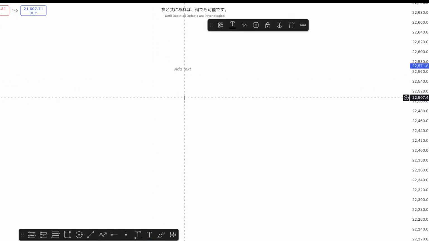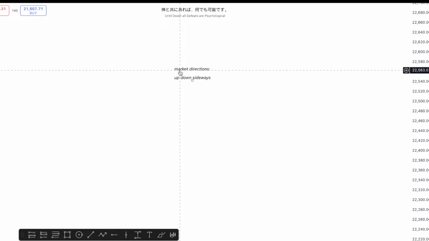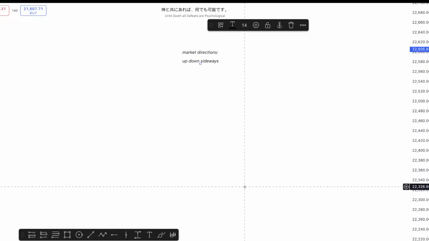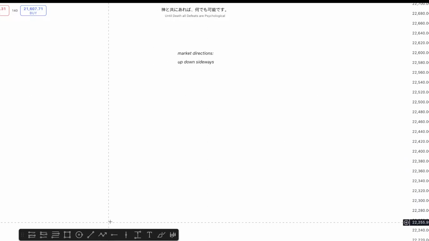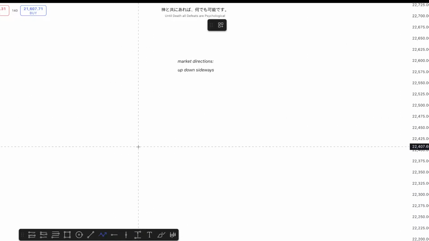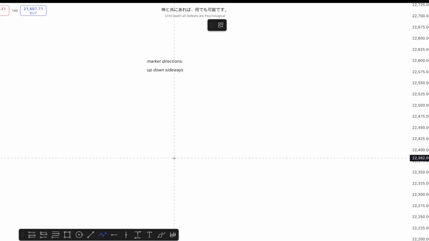So the market moves in three directions. Market directions consist of up, down, and sideways. Okay, so the market moves up, down, and sideways. There's no other direction the market can move. It's impossible. It only moves up, down, and sideways. Now, the market can be a complex thing, but when broken down, it's very simple.